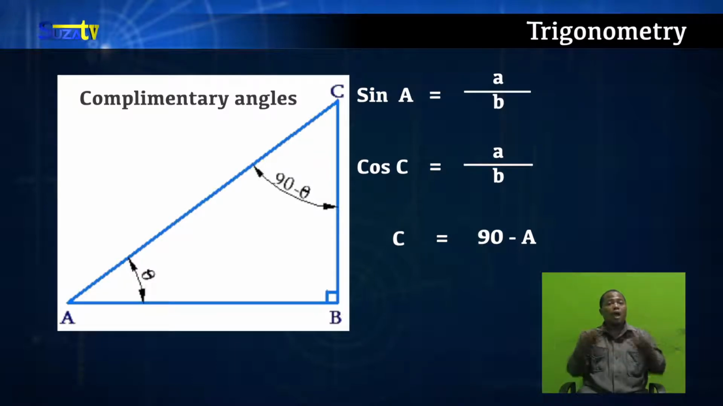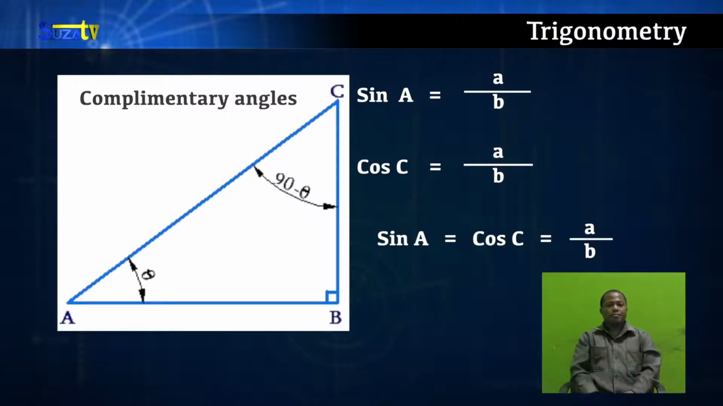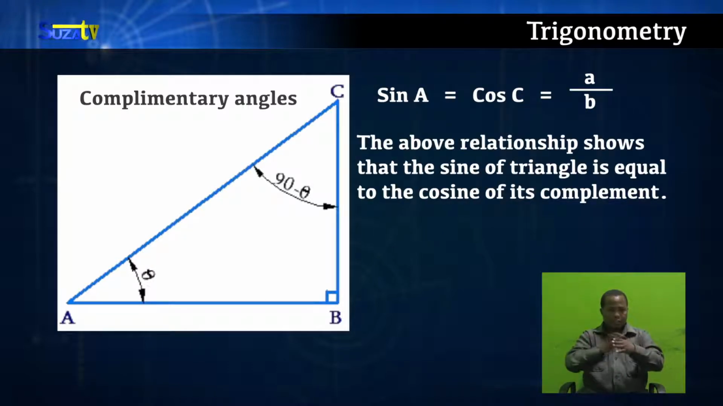So, according to what was obtained above, can anyone now establish the relationship between sine of angle A and cosine of angle C, if A and C are complementary angles of the given triangle? Bravo. Sine A is equal to cos C, which is equal to a over b. So the relationship established here is that the sine of an angle is equal to the cosine of its complement.